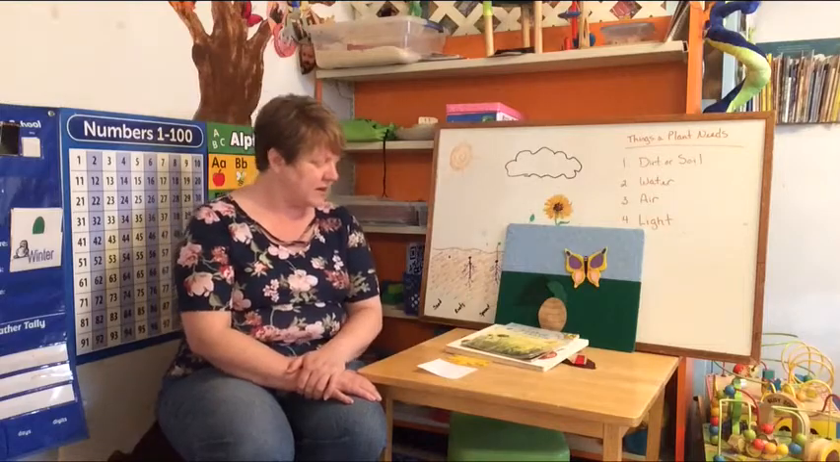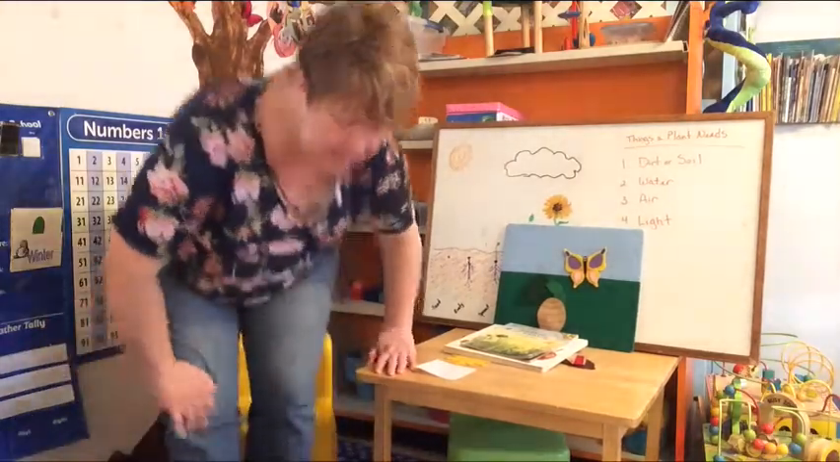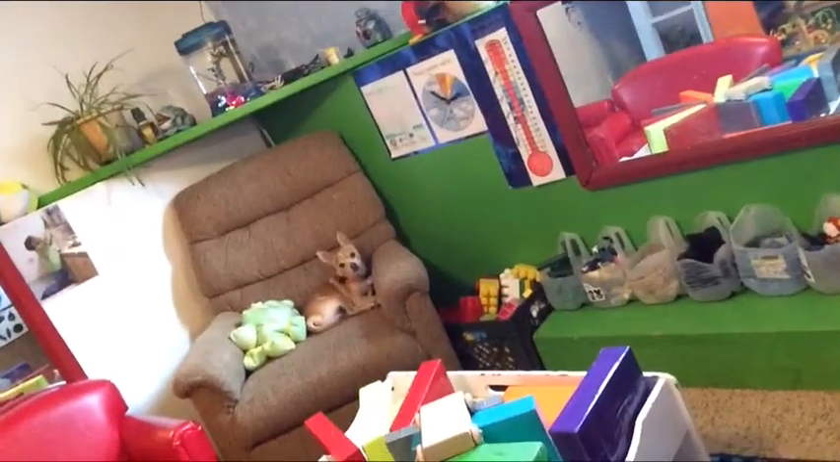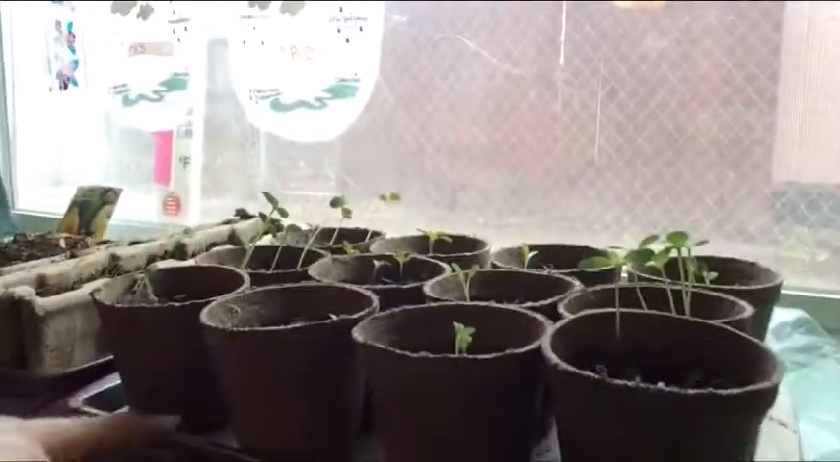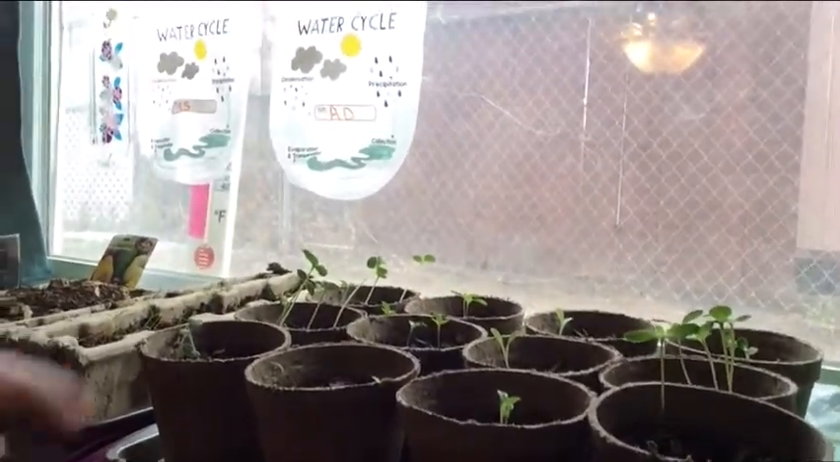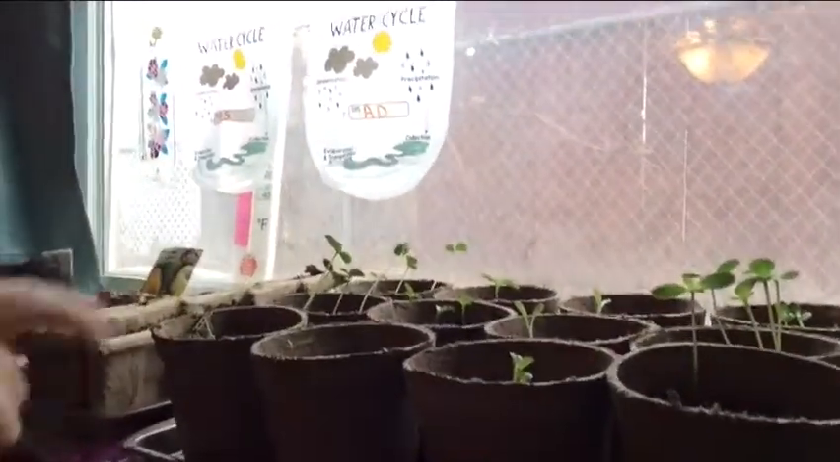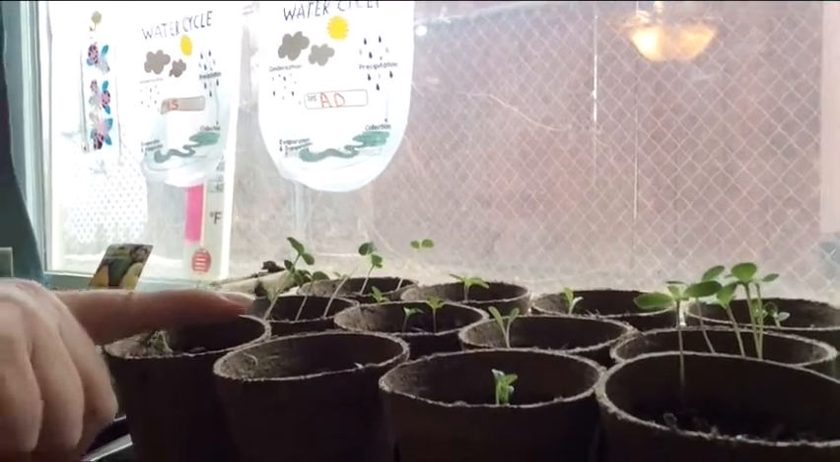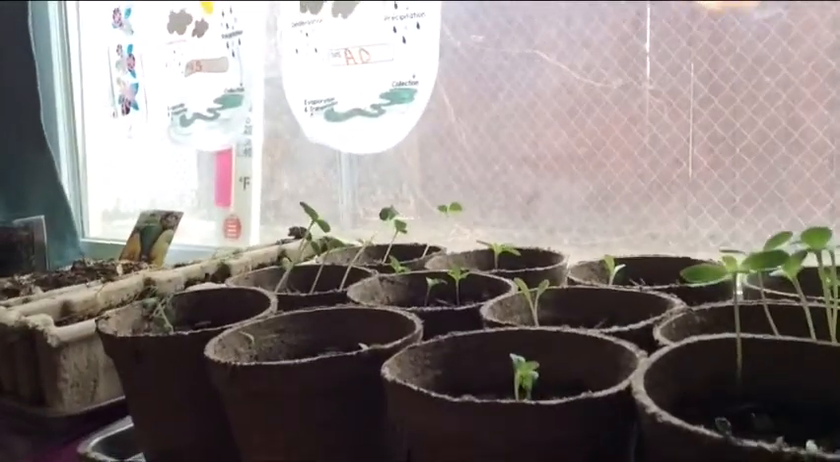So let's go check our seeds in the window. You'll see Yoda. Say hi, Yoda. Yoda's over there too. Well, here's our seeds. Remember I turned the tray around in our last video, because the leaves were all pointing one way. Well, now the leaves are pointing the other way. They're following the sun. They've turned themselves around.